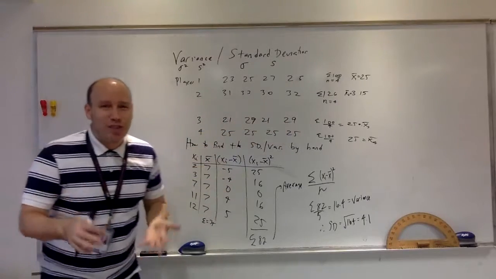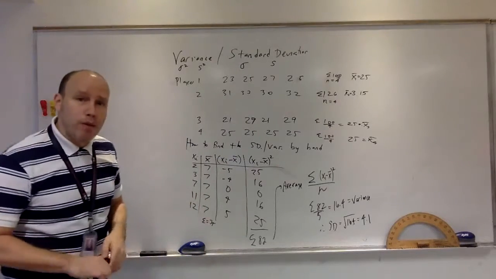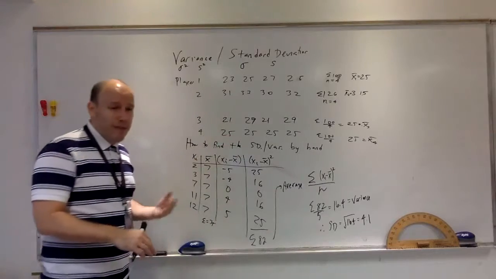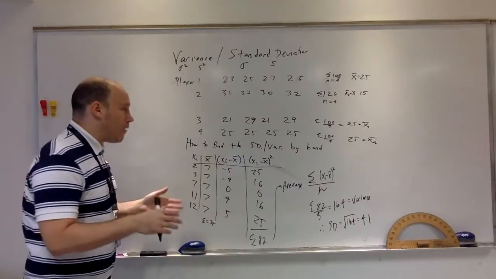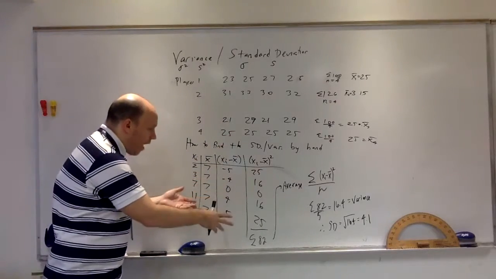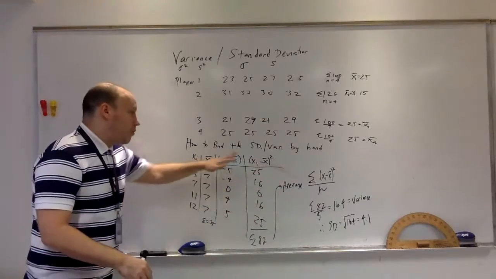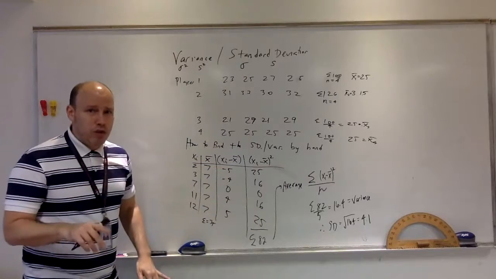The question, and I asked the students, which player do you want? Do you want a player with a greater standard deviation or a lower standard deviation? And obviously, that's subjective. Now, this is how we find the standard deviation / variance. This is doing it by hand. I'm never, ever making you do this by hand.